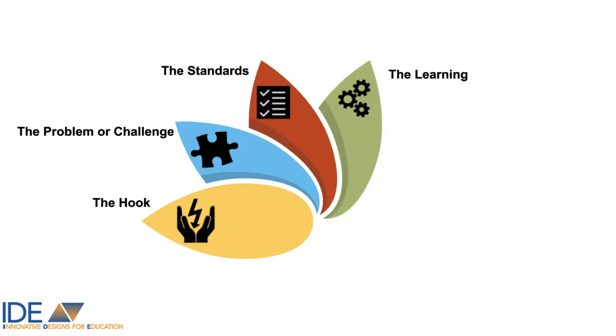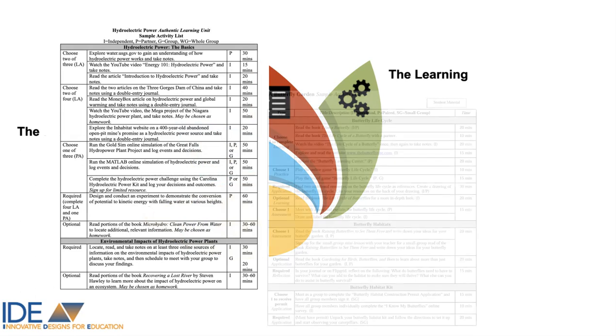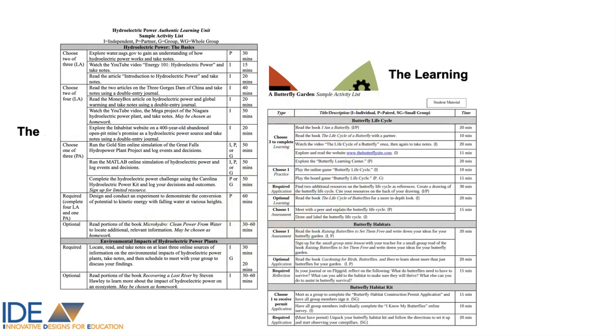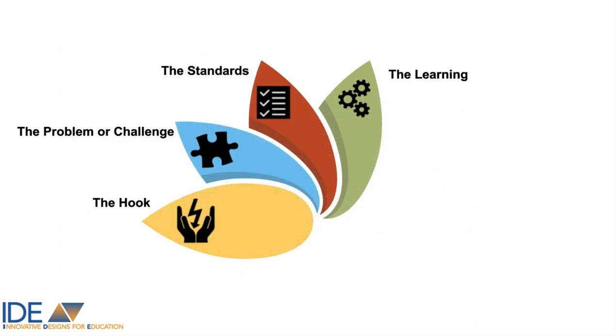Now it's time to generate the lessons and activities through which students will learn the content that they need in order to apply it to solve that problem or challenge. When it comes to this, I really like differentiated activity lists that offer students choice and voice over how they will learn. Providing students with choices also ensures that you can address the needs of each of your students.